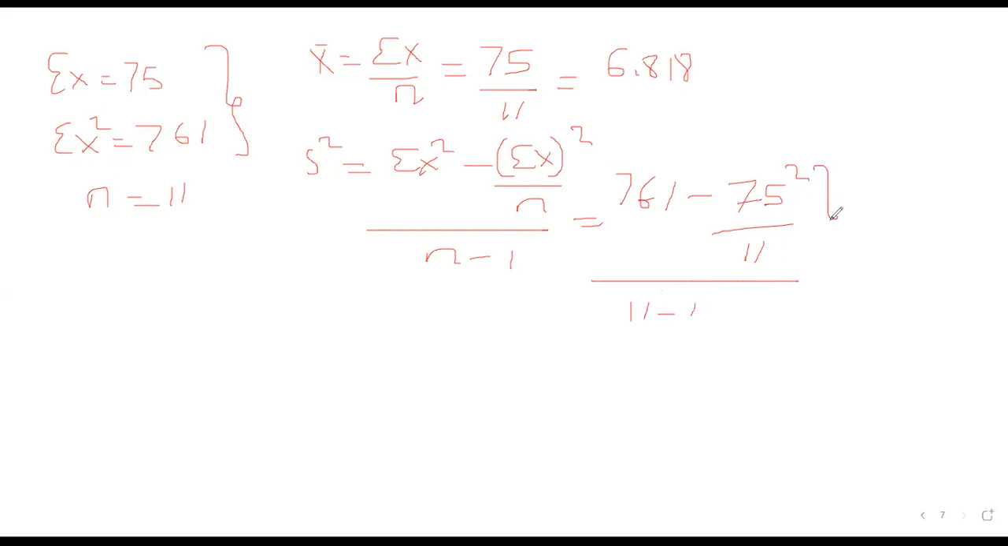So we start from here. What is 75 squared over 11? What do you get? 75 squared over 11 is 511.36.